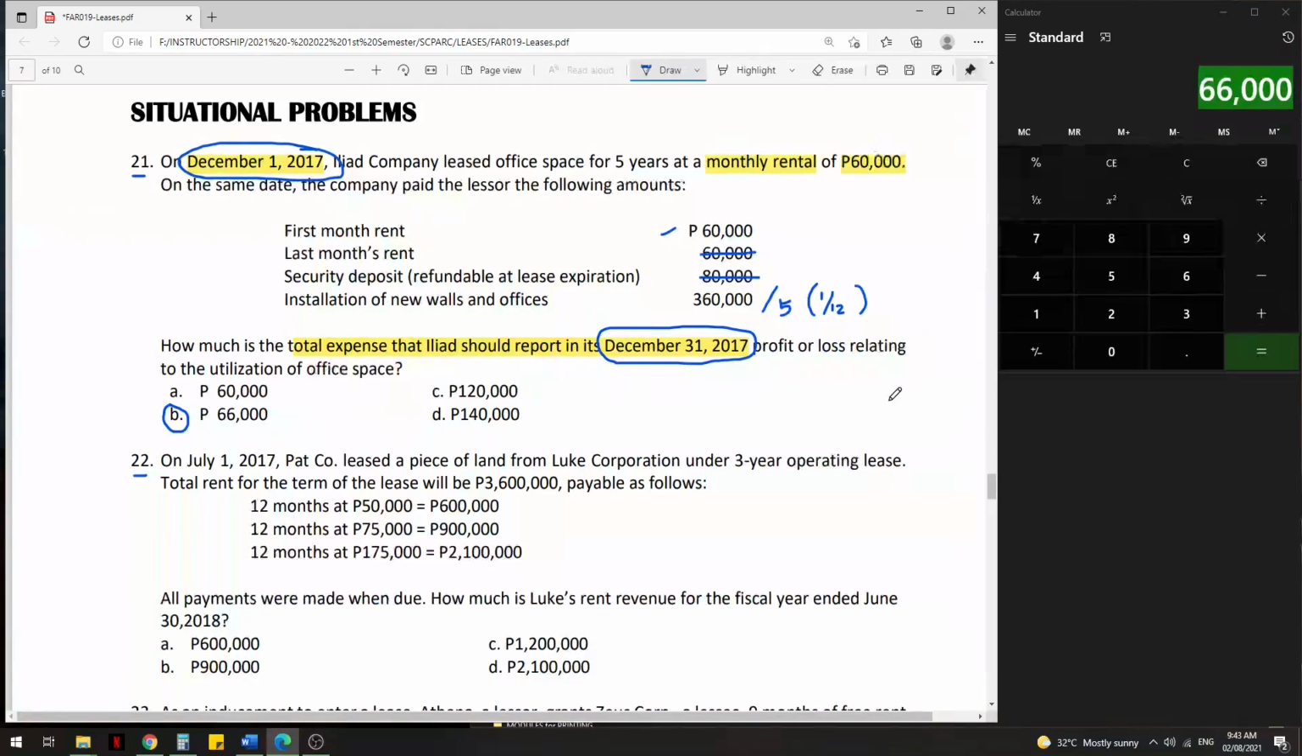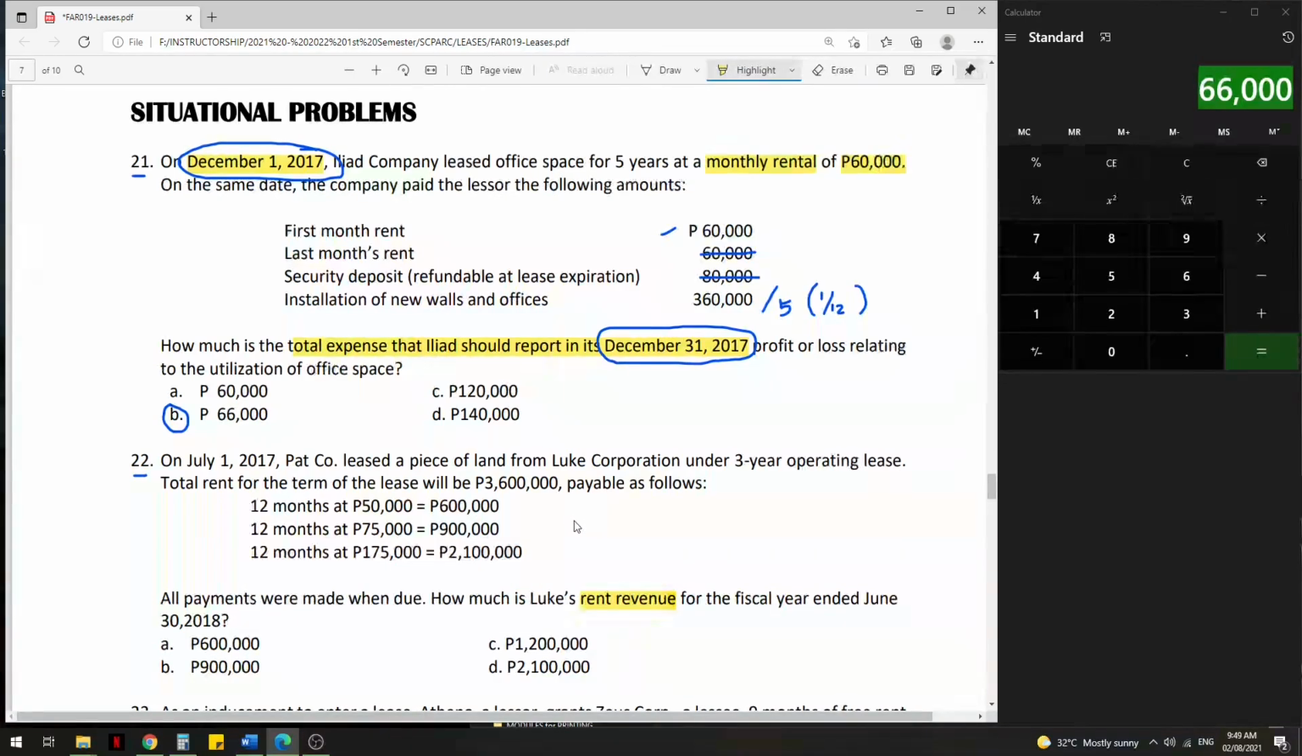Okay? So, these are the items that can be included in an operating lease problem. Pero there might be others. For that, let us proceed to number 22, which is also an operating lease problem. And in this problem, guys, we are now on the side of the lessor. Upon reading the requirement pa lang, alam mo na kagad na lessor ang tinatanong or lessor ang problem na to because it's asking for rent revenue.